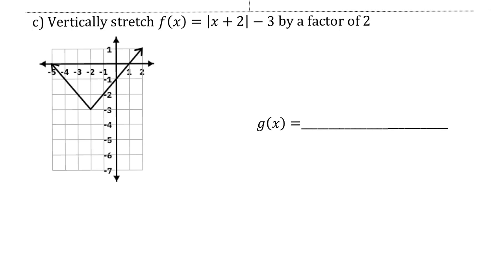Okay, now let's try it with a stretch. We're going to graph it, and then we're going to do it algebraically. Vertical stretch means that the y values are getting multiplied by 2, but the x values are not changing. So let's start with the vertex. So this is -2, -3. The x value is going to stay -2. The y value is going to multiply by 2. So instead of -2, -3, it's going to be -2, -6.